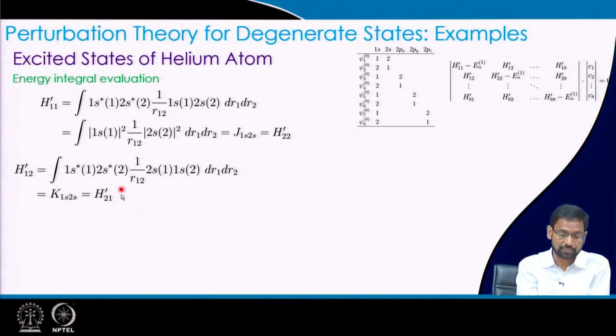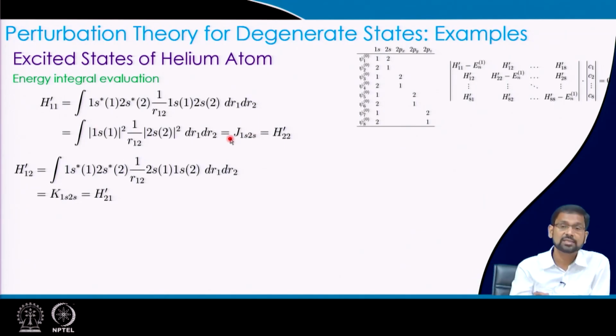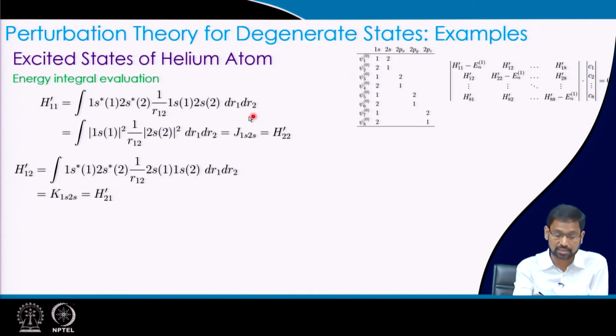So I would have some exchange integral, and I am calling this k 1s 2s, where this is the exchange integral between the 1s electron and the 2s electron. Sorry, in this case, J 1s 2s is the Coulomb integral between 1s and 2s.